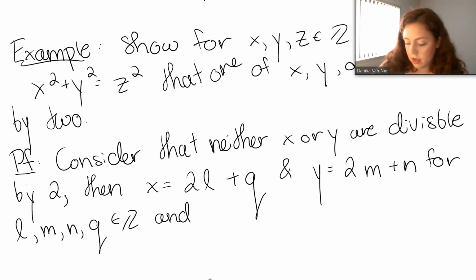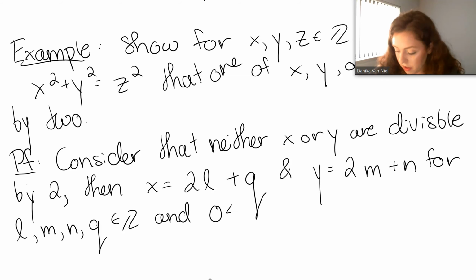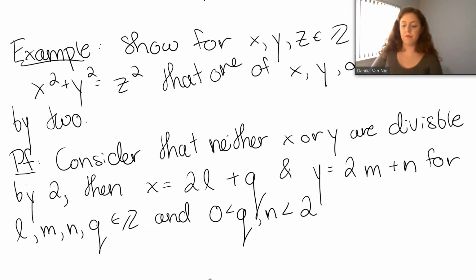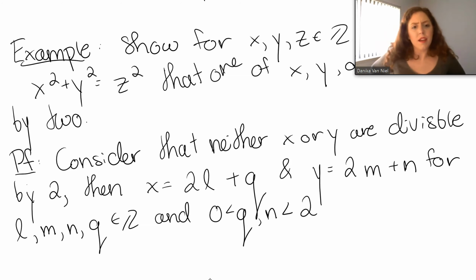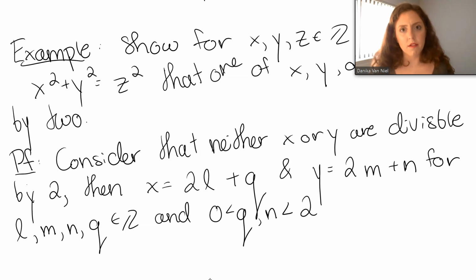and both q and n are bigger than 0 and less than 2. So that might seem weird. Well, Danica, didn't you say in the division lemma that they have to be bigger than or equal to 0?